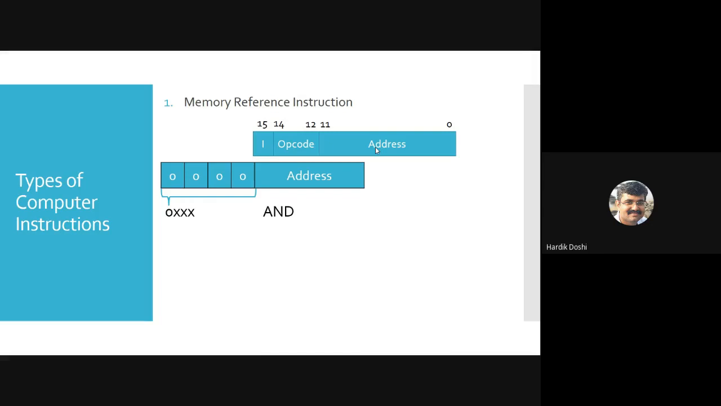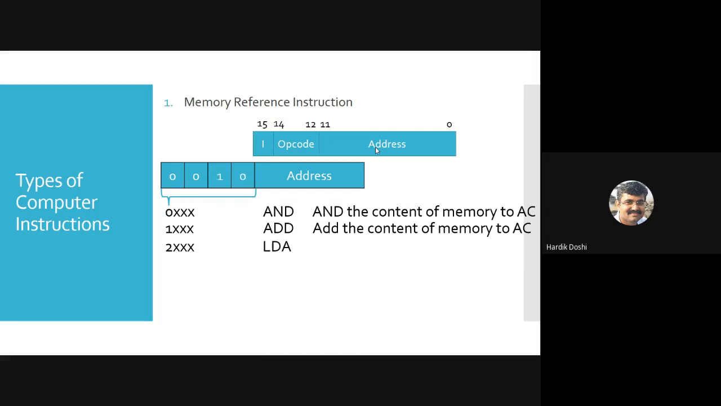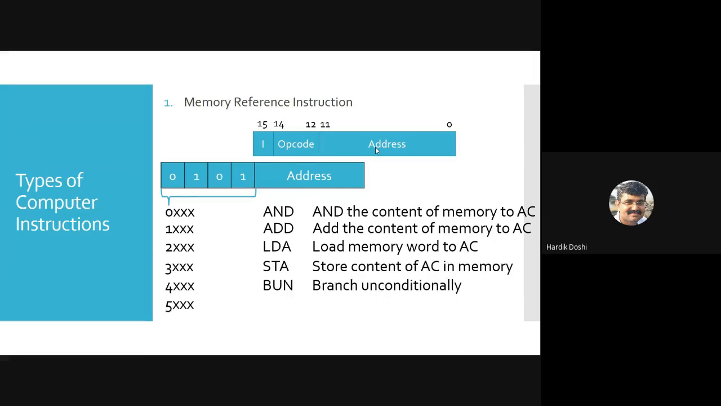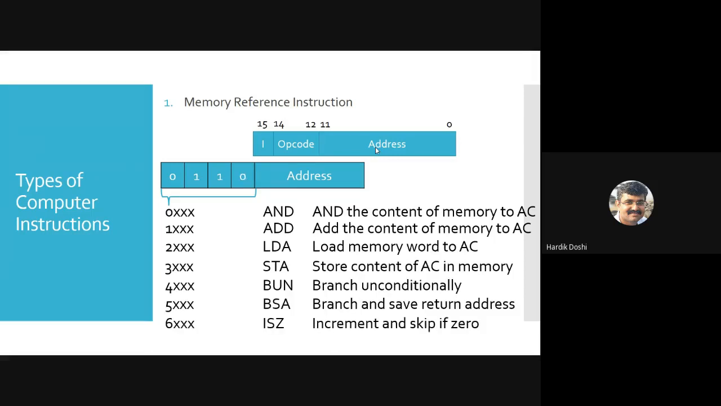These are the instructions which we are seeing: AND, ADD, LDA, STA, BUN, BSA, ISZ. These were the 7 instructions which we had seen. The codes for these 7 instructions were from 0 to 6, and this was for direct addressing. If we change the I bit to 1, then we get the same instructions but with indirect addressing.